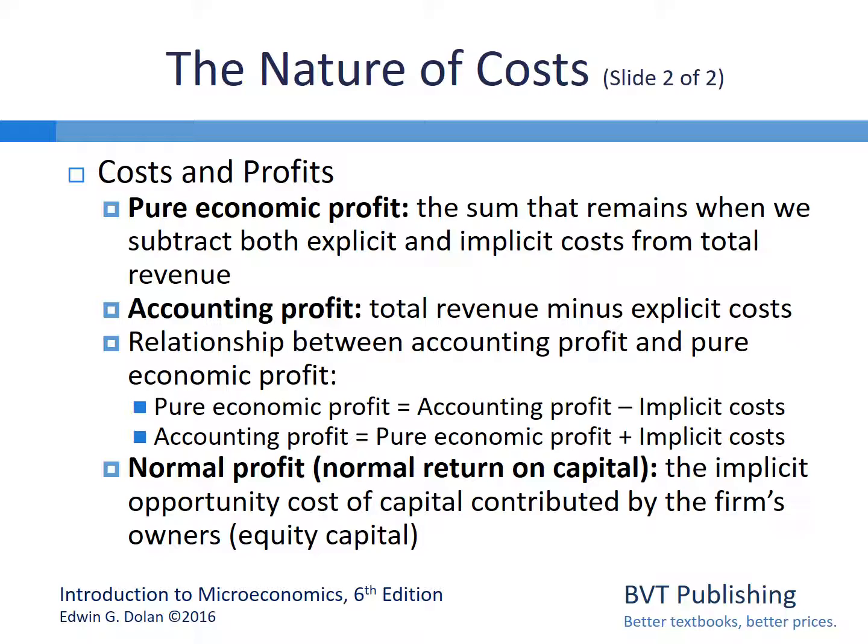So because there's two types of costs, there are also two types of profit. There's pure economic profit and accounting profit. Accounting profit is what you probably normally think of in business. It's revenue minus cost, right? Or minus the explicit costs. Economic profit factors in those implicit costs as well, which is important.